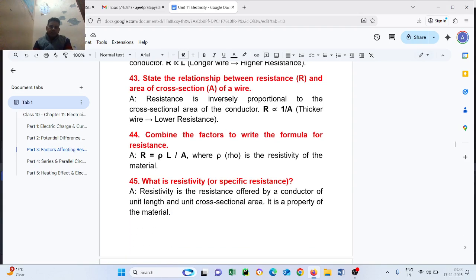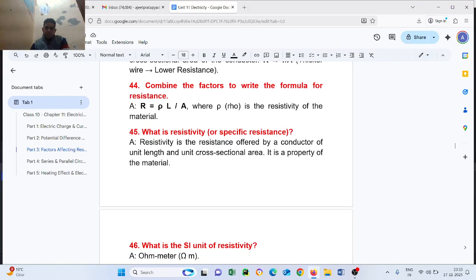Question number 44. Combine the factors to write the formula for resistance. R = ρL/A, where ρ is the resistivity of the material. Question number 45. What is the resistivity of a material? Resistivity is the resistance offered by a conductor of unit length and unit cross-sectional area. It is a property of the material.